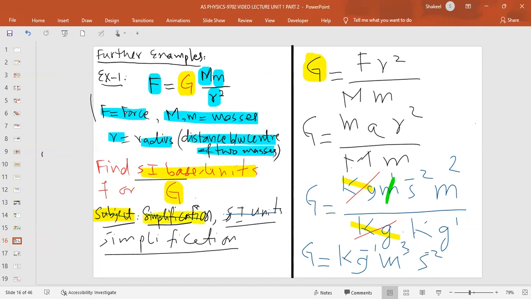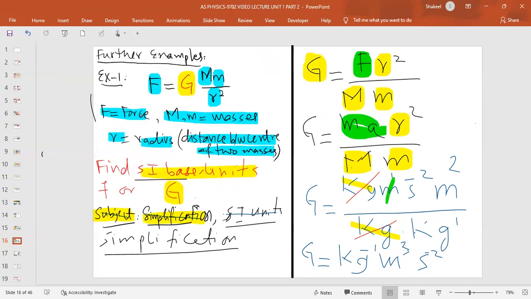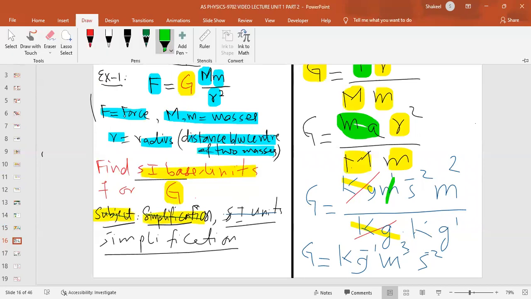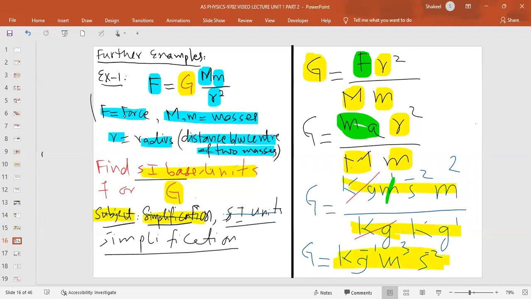The second step is simplification. If you know the units of all the quantities, like capital M, small m, and R, then you can simply write them. But if you don't know the direct unit of any quantity, you have to write its equation, like F equals MA. Now, put in the units of all these quantities and simplify until you get G.